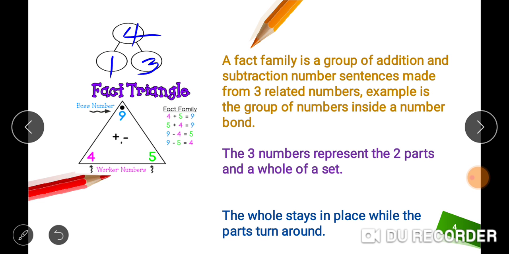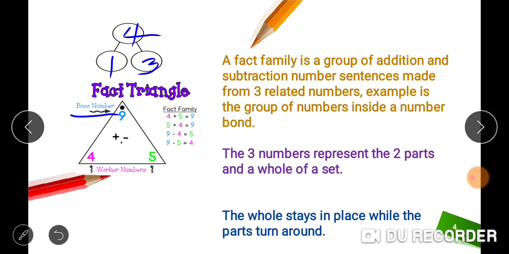Now look at this fact triangle. You have 9, 4 and 5 inside the triangle. 9, 4 and 5 are called a fact family because you can use the numbers to form an addition number sentence and a subtraction number sentence. Now look up here, you can see this written in blue. The arrow is pointing at 9. It says boss, the boss number.